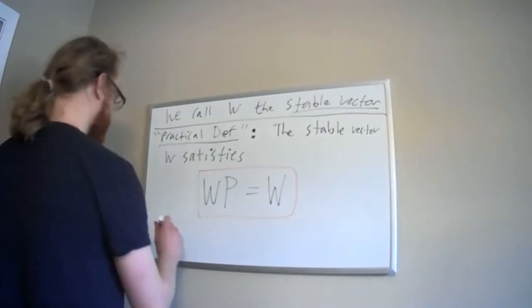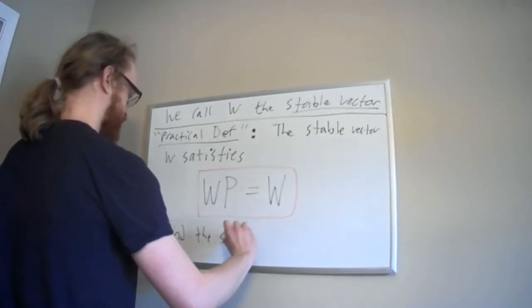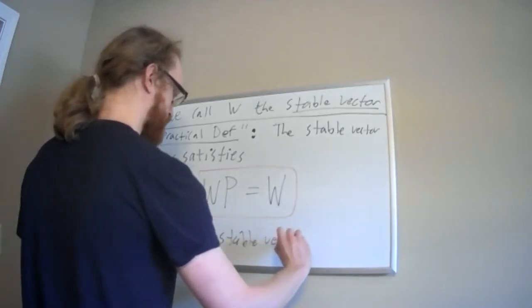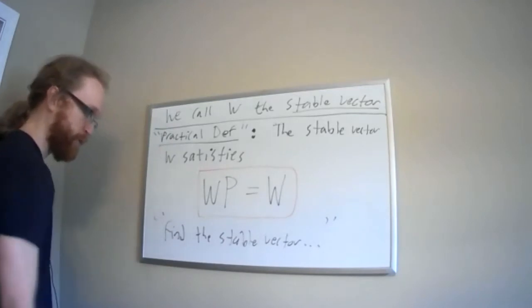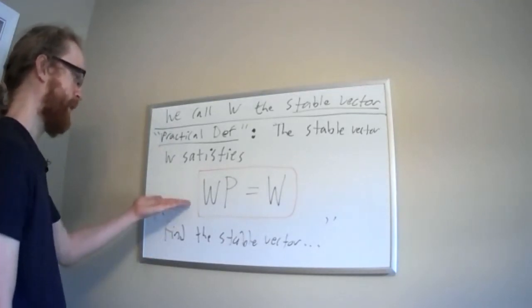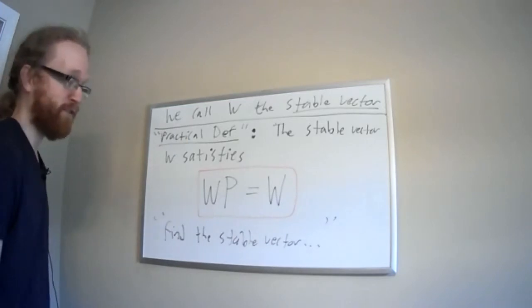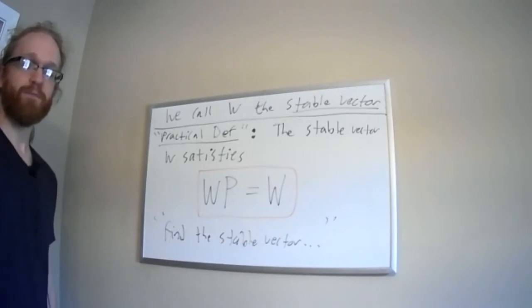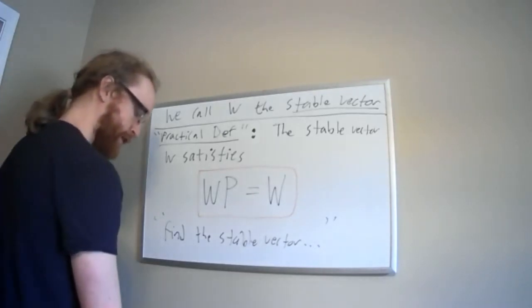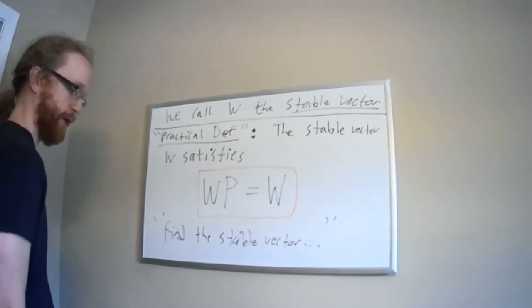So when I ask you a question like, find the stable vector, for some given Markov chain, our answer is going to be found by taking this equation and translating it into a system of equations somehow, and then solving it. And then that will tell us what the stable vector is. So our goal is going to be finding stable vectors, and that's how we're going to do it. Okay.